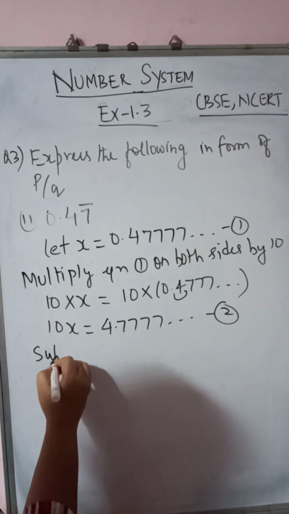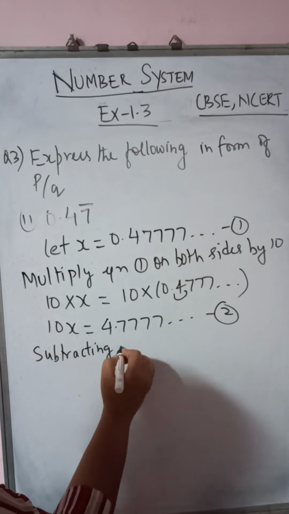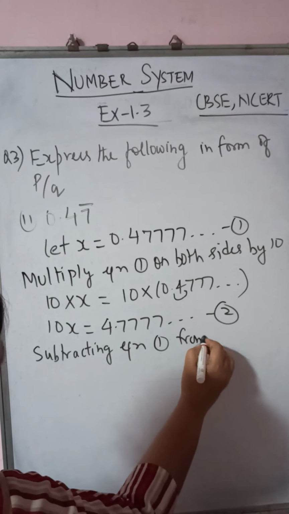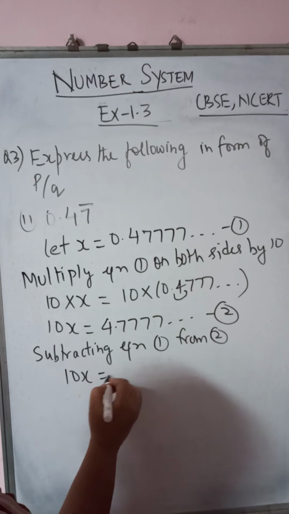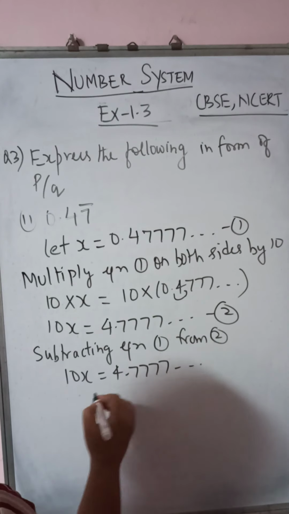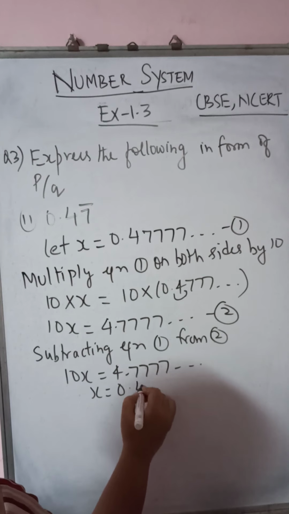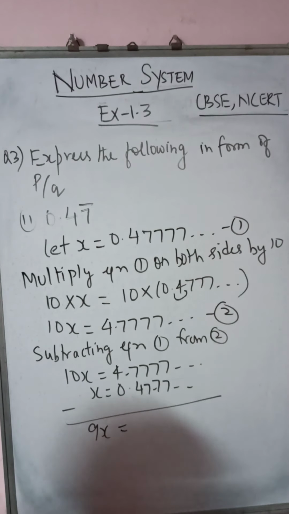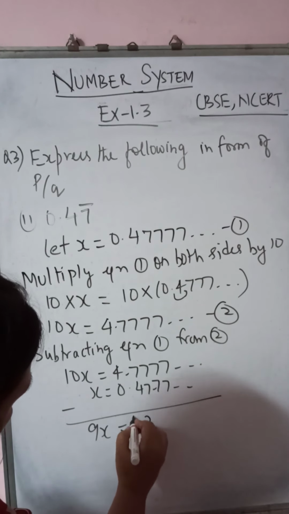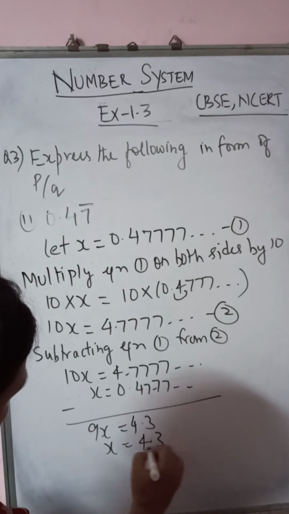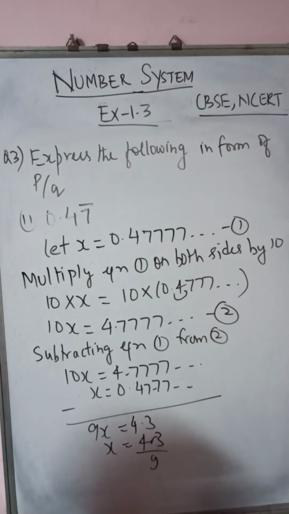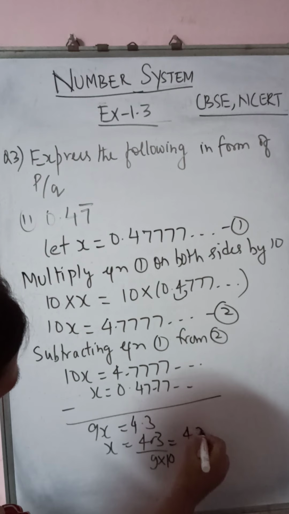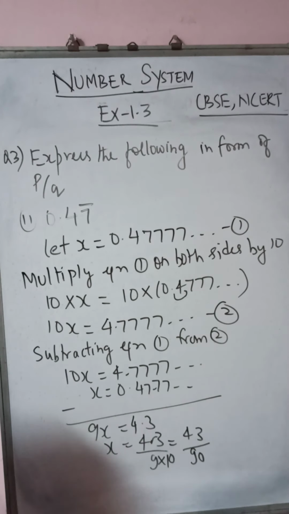Now subtracting equation 1 from 2. So 10x is equal to 4.777 and x is equal to 0.4777. So 9x is equal to 7 minus 4, which is 3, 4. So what will you get? x is equal to 4.3 by 9, and you remove this decimal and put 1 in the denominator for each digit after the decimal, so 1 0. So this number will become 43 by 90. So this is question number 3, second part.